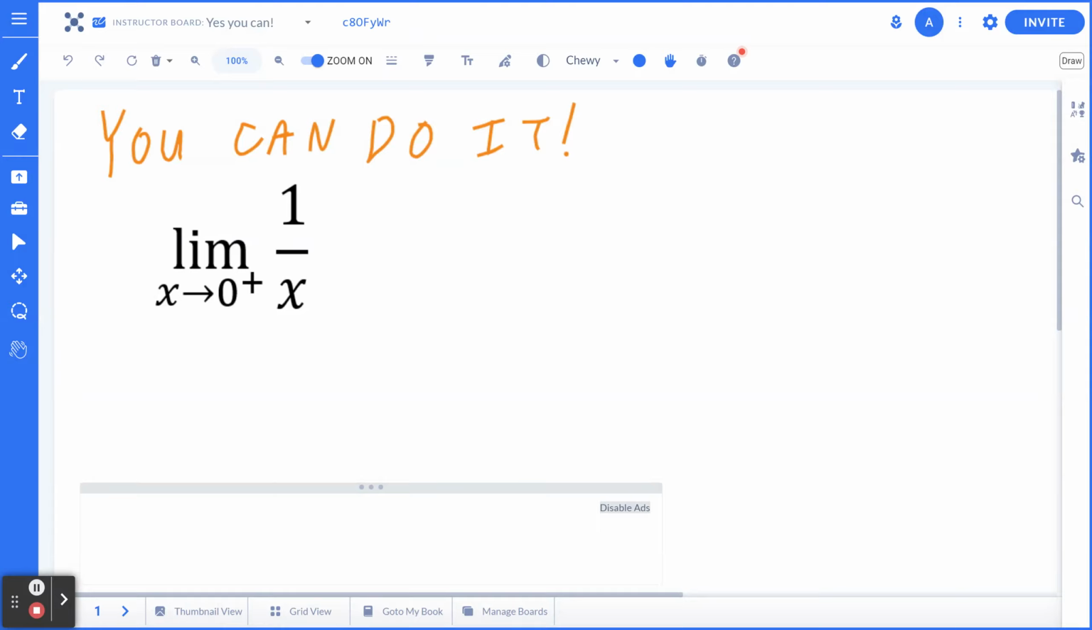Hi everyone. Let's take a look at the following limit. Find the limit of 1 divided by x as x is approaching 0 from the positive side. Step number 1, if you think about this one-sided limit, you're basically picking a number to the right of 0.